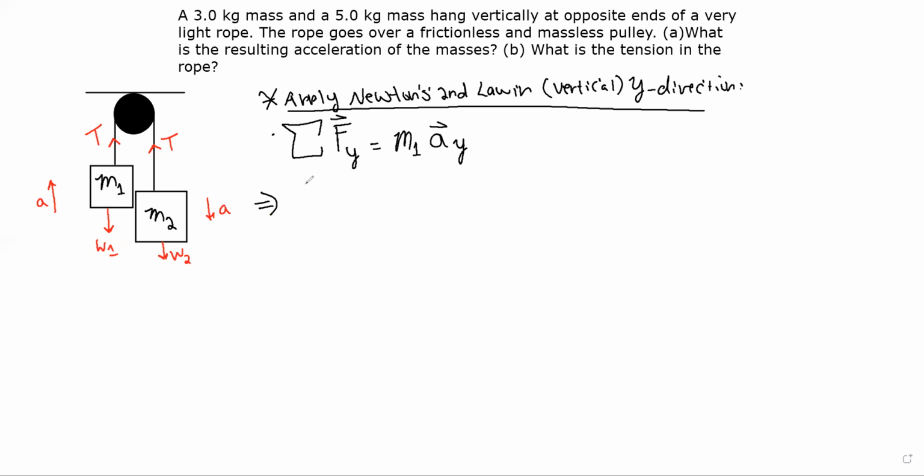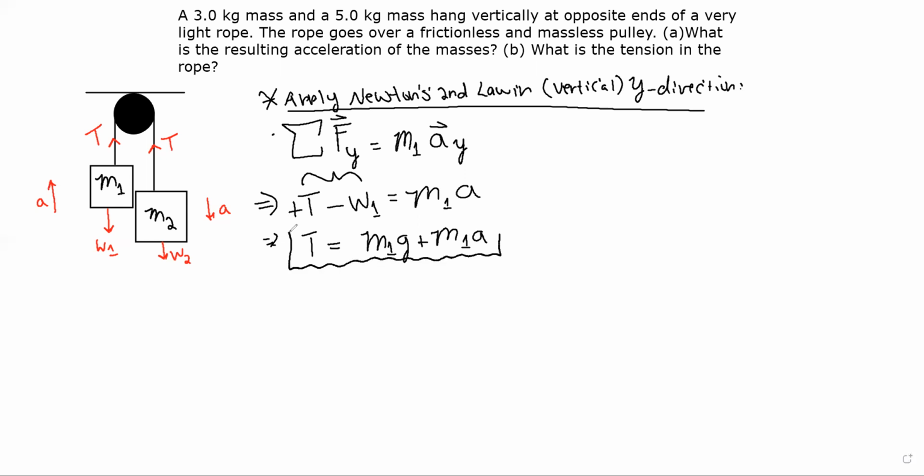Good, so for mass 1, on the left-hand side, we have a positive T, because it points up, minus W1 equals M1 positive A. The acceleration of mass 1 goes up. Then we isolate for T by adding W1 to the other side. W1 equals M1 G. We can actually factor out an M1 because it appears in both terms, but we'll continue for now.